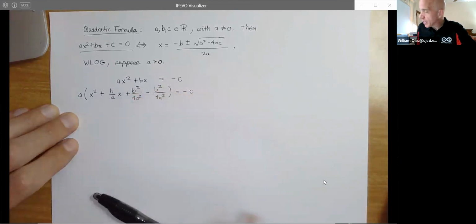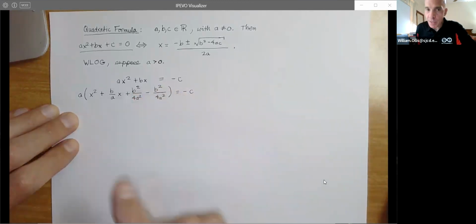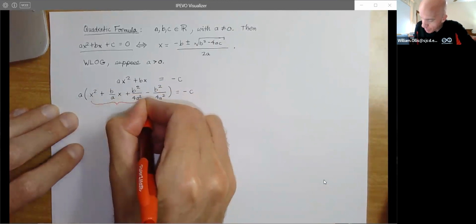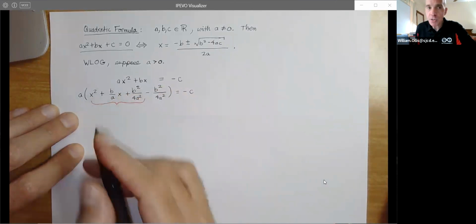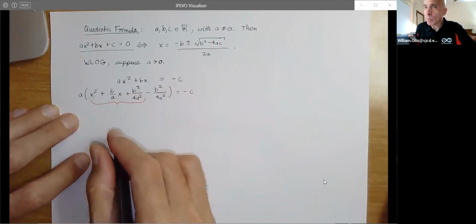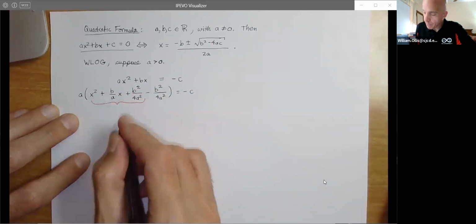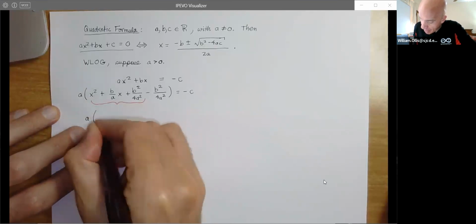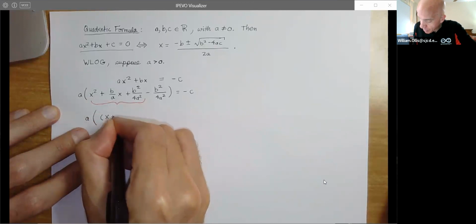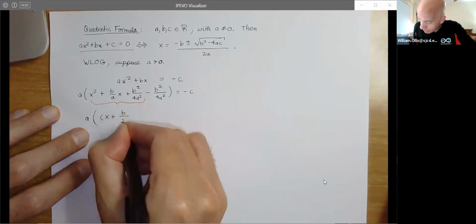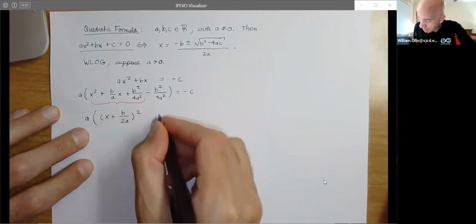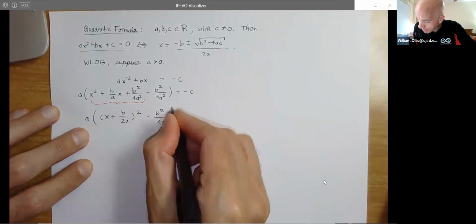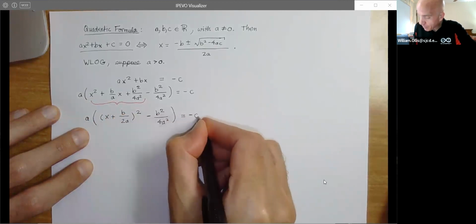Now, this is why we did our factoring formulas in the previous lecture. When we look at this, this does complete the square, so to speak. This is now a perfect square. So when we think about the identities that we used in the previous lecture, this is one of them. So now what do we get? This is A times X plus B over 2A, quantity squared, minus B squared divided by 4A squared equals the additive inverse of C.